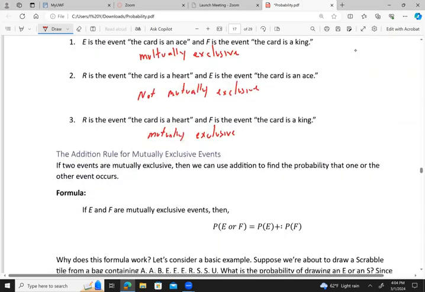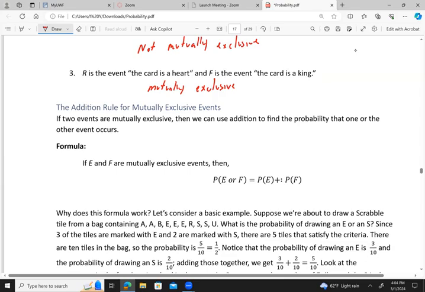And that brings us to the formula, the addition rule for mutually exclusive events. If two events are mutually exclusive, then we can use addition to find the probability that one or the other event occurs. If E and F are mutually exclusive events, then the probability of E or F is the probability of E plus the probability of F.